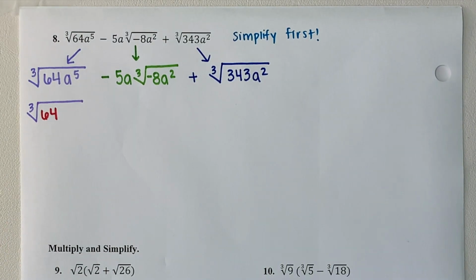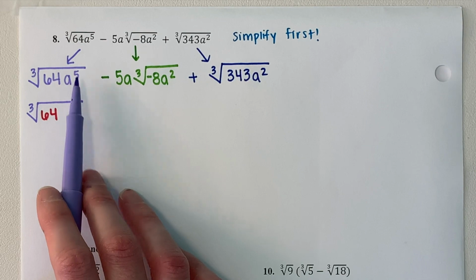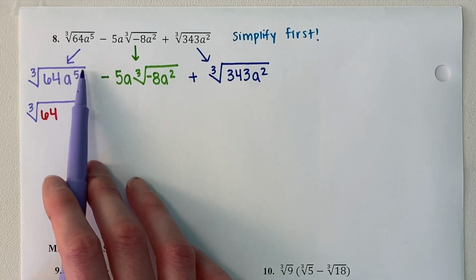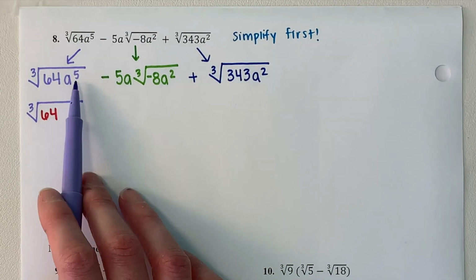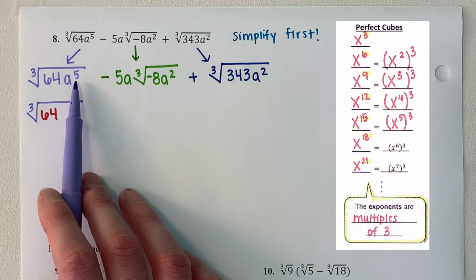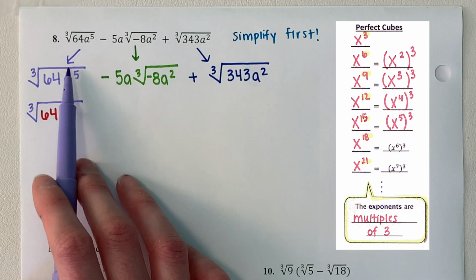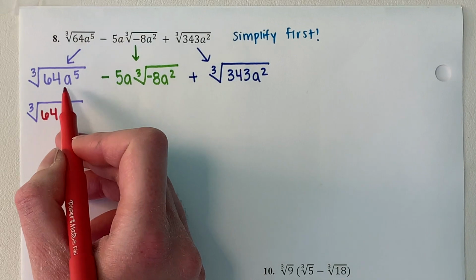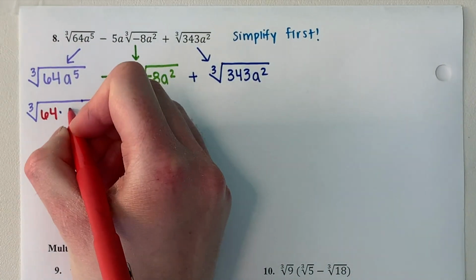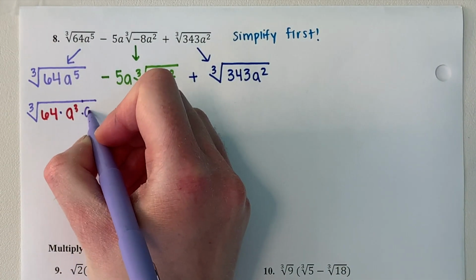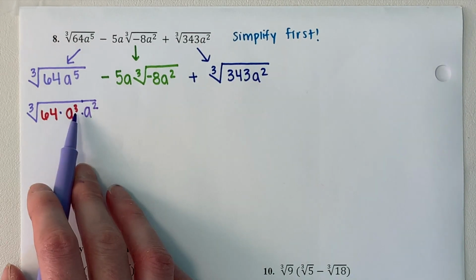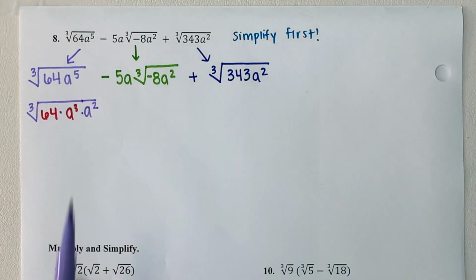Next, let's look at our variable. Is a to the fifth a perfect cube? It is not, because remember, variables that are perfect cubes always have an exponent that is a multiple of 3. 5 is not a multiple of 3, so a to the fifth is not a perfect cube. A cubed is the largest perfect cube that multiplies evenly into a to the fifth. So let's rewrite a to the fifth as a cubed times a squared, since if we add the exponents, 3 plus 2, we get 5.